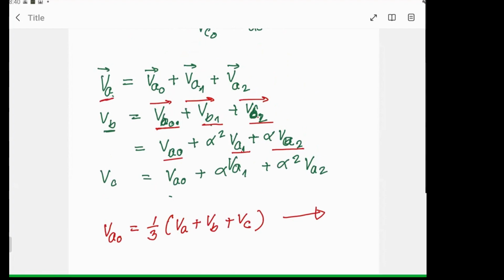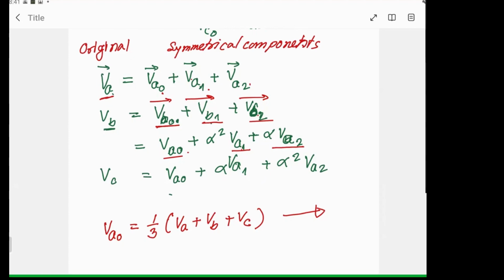If I know the symmetrical components, that means on the right hand side I have all the symmetrical components: 0, 1, 2. If I know the symmetrical components, I can find out the unbalanced components, that means the original, actual components.